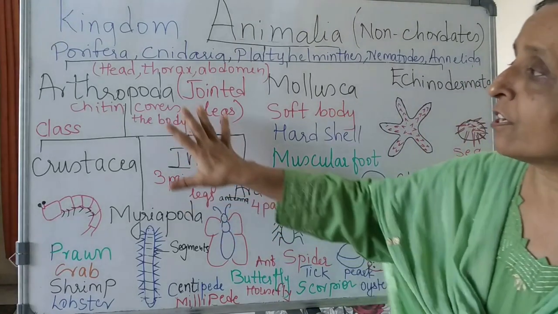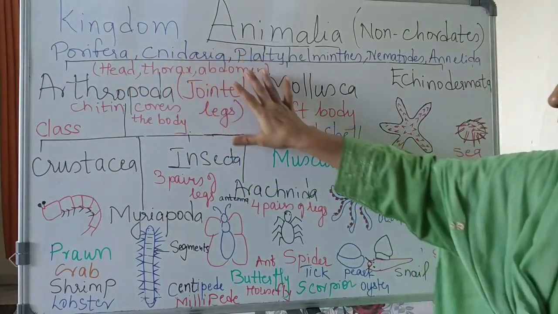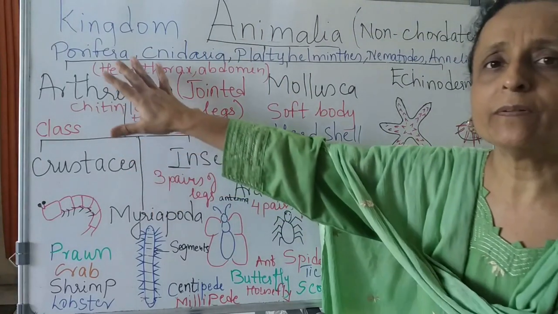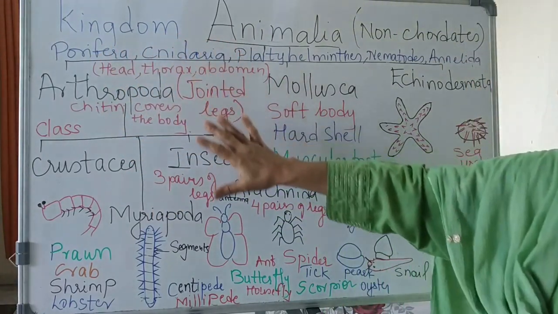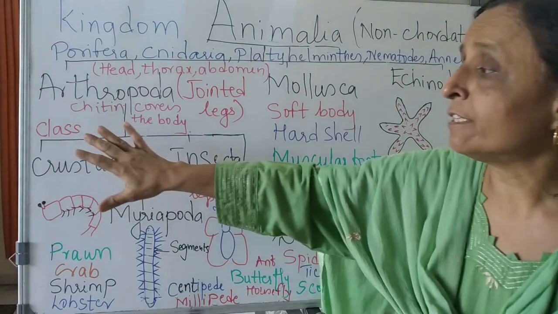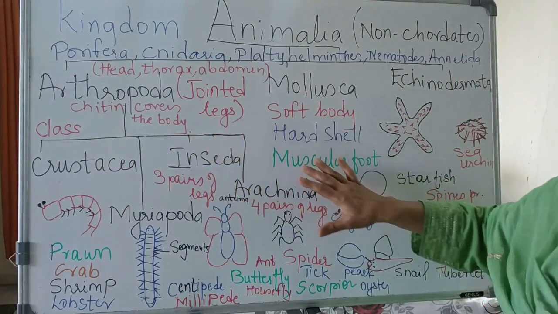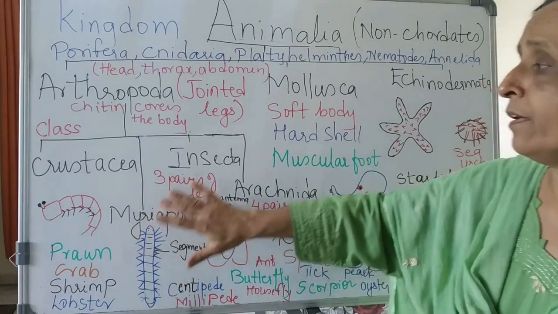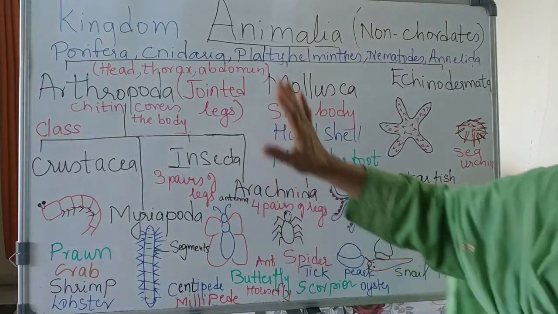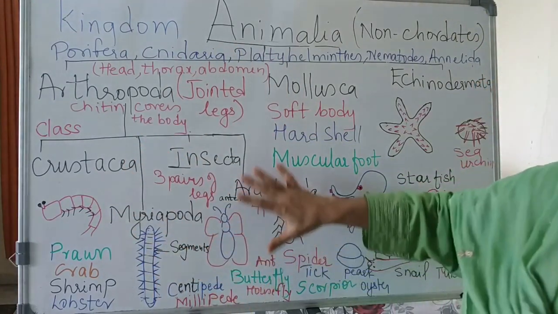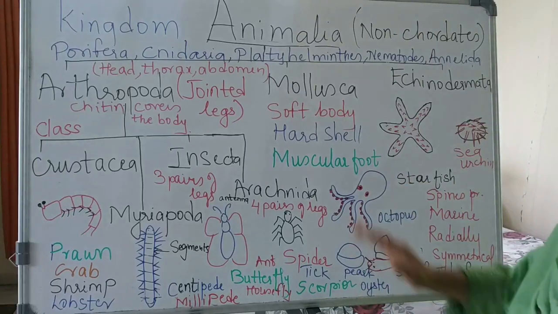So this is Arthropoda with jointed legs, body, head, thorax, abdomen. There's a hard covering, chitin, which covers the body, and it is divided into the different classes: Crustacea, Myriapoda, Insecta, Arachnida. So this is about Arthropoda.